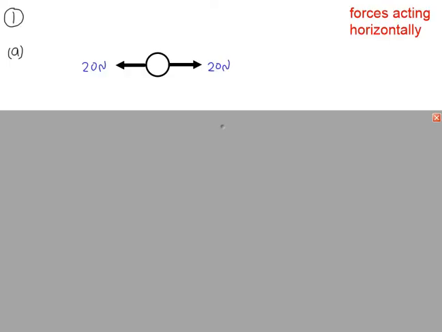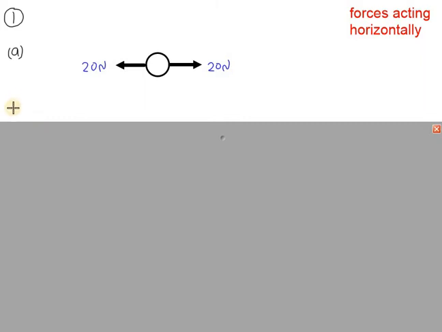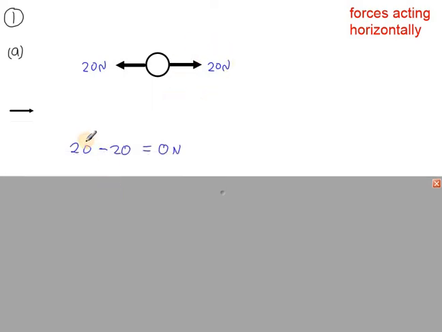Example 1. Okay, so we have an object. There's a 20 newton force acting to the right, 20 newton force acting to the left. If I take forces acting towards the right as positive, so this is acting to the right, so that will be 20 newtons. This one is acting to the left, so it's minus 20 newtons.